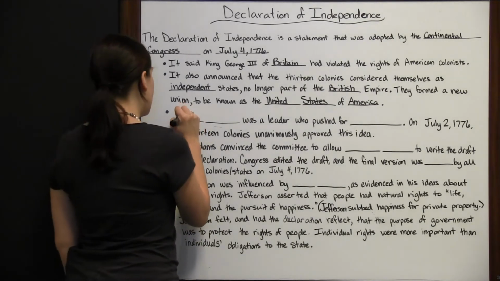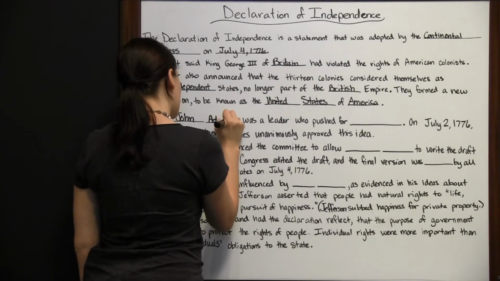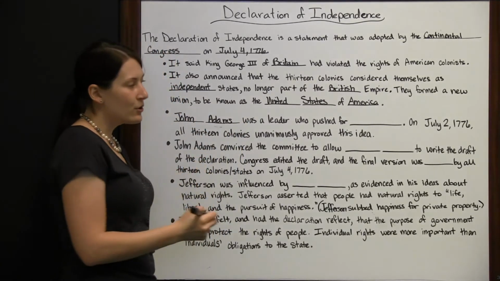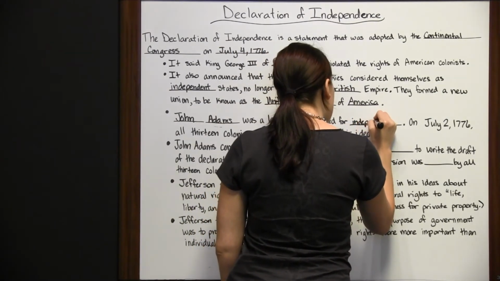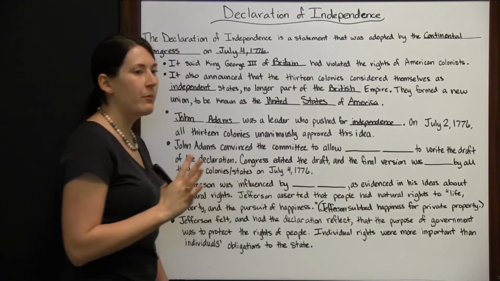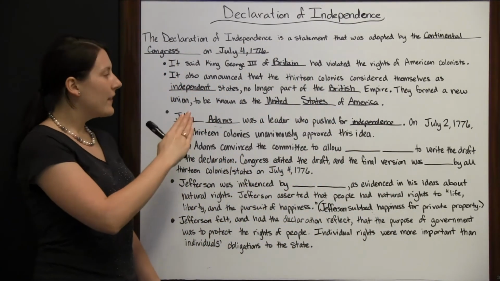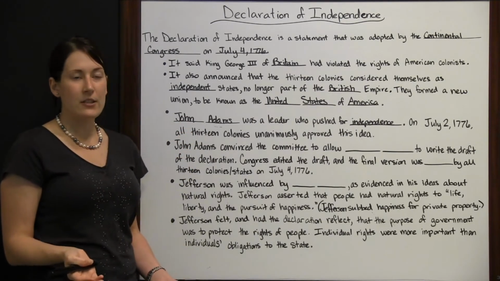John Adams was a leader at the Continental Congress, and he pushed for independence. So at first, not everyone was for independence. They thought that was a little radical. They thought maybe they could still make things work with Britain. But after a year of fighting, John Adams was still pushing independence, and it was sounding better to everyone.